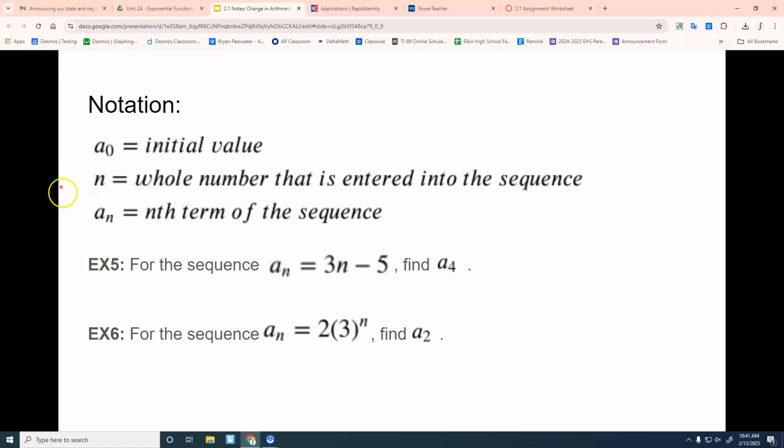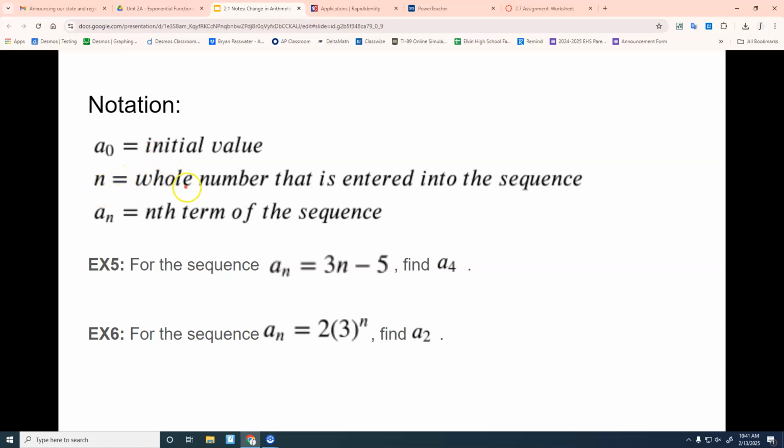So some important notation that you're going to see is a sub 0, that's how we read it. It's got a subscript of 0 there. And that's going to be your initial value for the function. 0 is the lowest number we can have because we can't go into the negatives there. So that's going to be sort of like your starting value for your sequence.